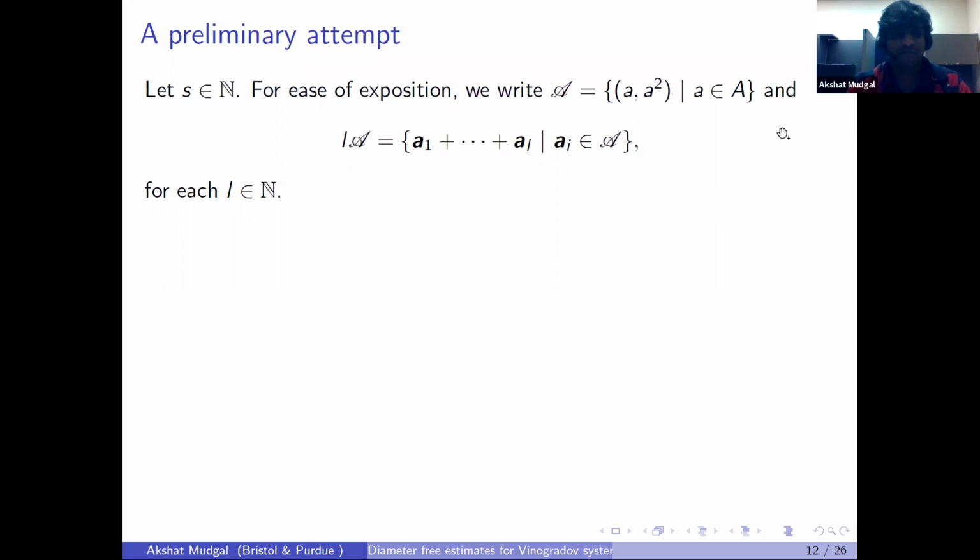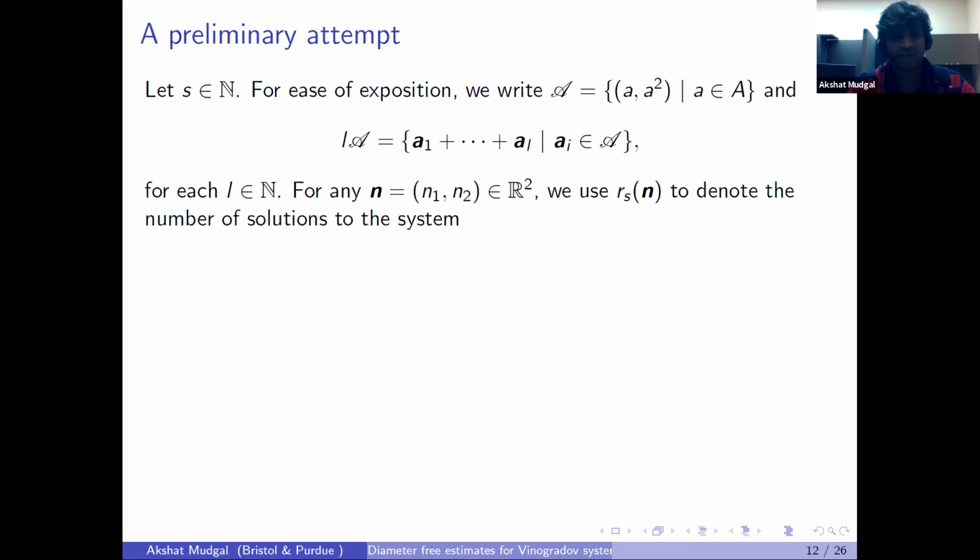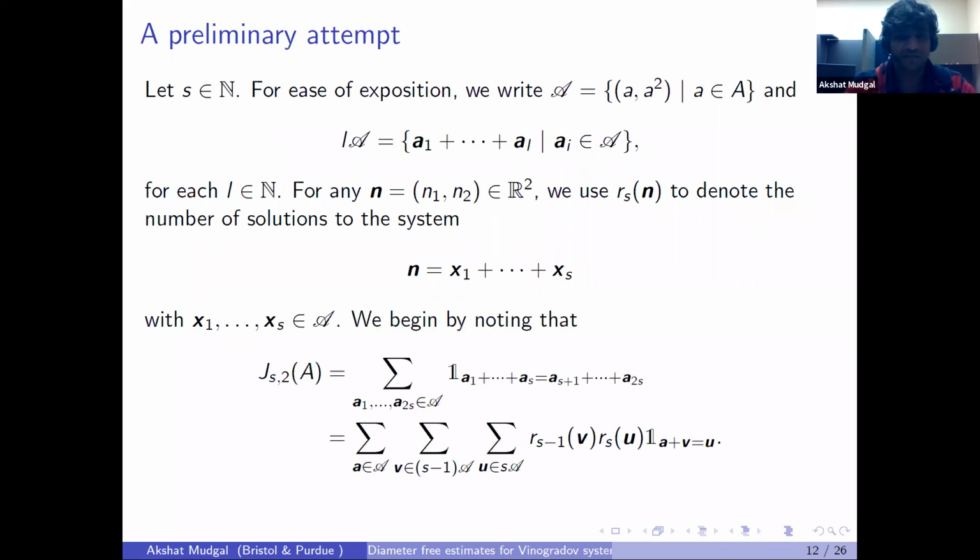Another useful piece of notation for our case will be the representation function. So given any vector n in R^2, we use R_S of n to denote the number of ways in which you can write n as an S-fold sum. So R_S of n counts how many times a particular sum occurs in this set, as in how many solutions do you have to this equation? With this notation in hand, we can now write J_S of A in a very nice way.